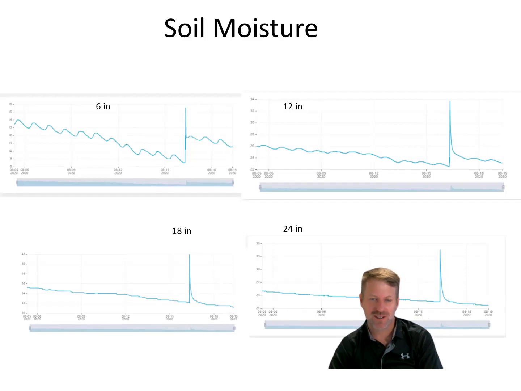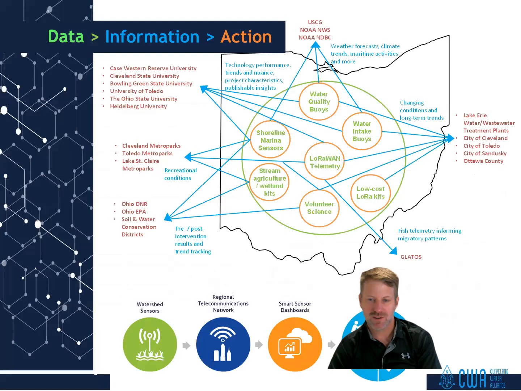So we can start to see how soil moisture dissipates with depth, or how events, when it rains, we see a big spike event in the rain, and we can see how that propagates down and how it attenuates over time. So a lot of really interesting sensors available.